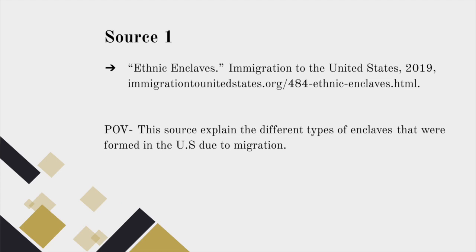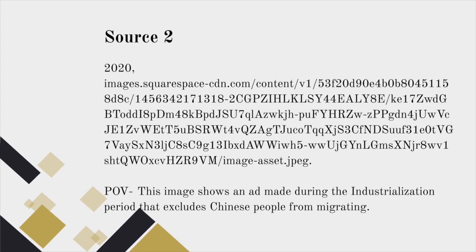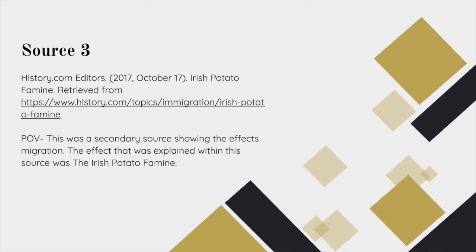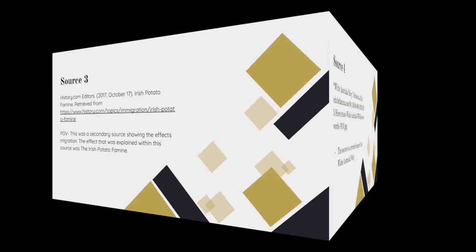This source explains the different types of enclaves that were formed in the U.S. due to migration. The next source is showing an ad made during the industrialization period that excludes Chinese people from migrating. The next source is a secondary source showing the effects of migration. The effect that was explained within this source was the Irish potato famine.